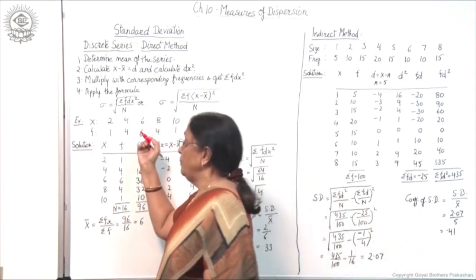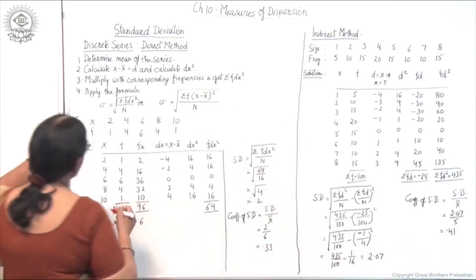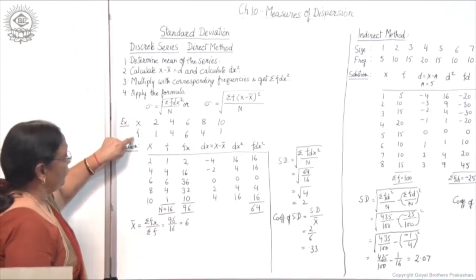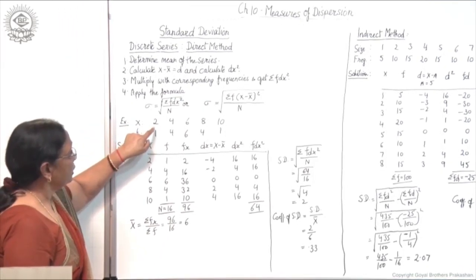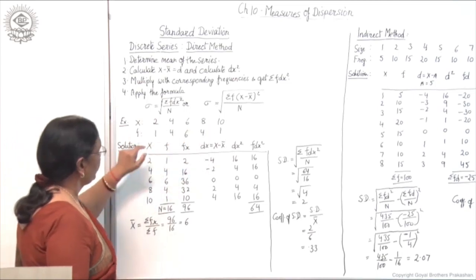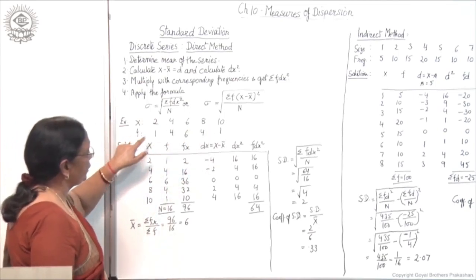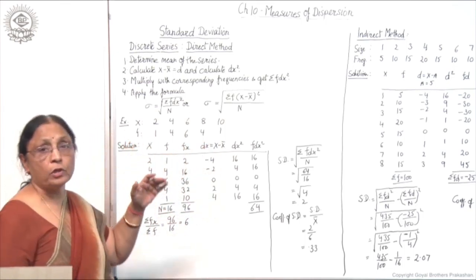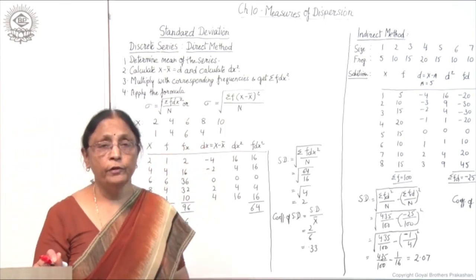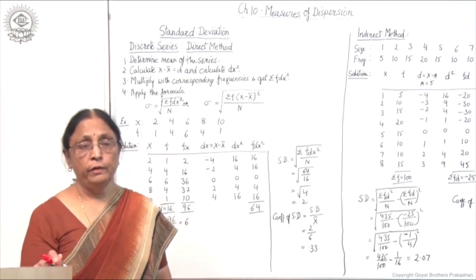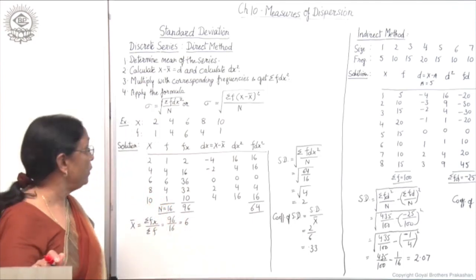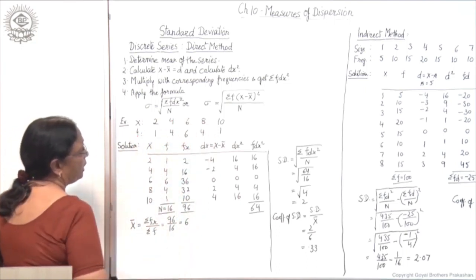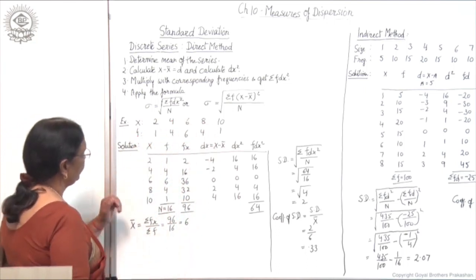Now, we will take an example. This is the data given to you, x and f. X column is 2, 4, 6, 8, 10. Frequency, that is f, is 1, 4, 6, 4, 1. Here frequency is given because this is the case of discrete series in which frequencies are always given. So, x is this much and f given as 1, 4, 6, 4, 1.